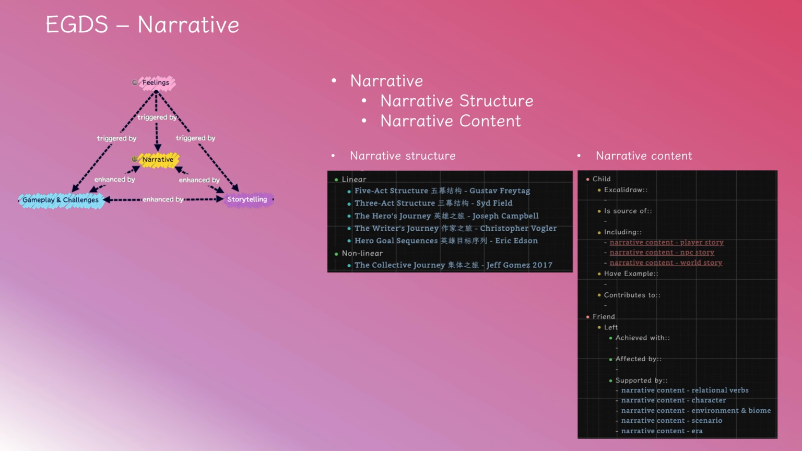The last is about the narrative. I make it as structure and content. The structure, usually what we commonly see is 5-act, 3-act, the hero's journey, the writer's journey, and the hero goal sequences, something like that. It's more linear. And for the non-linear narrative structure, it relates to what we already said about the collective journey.